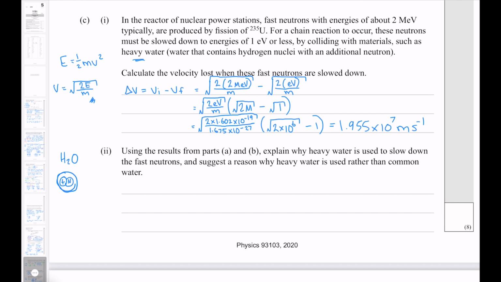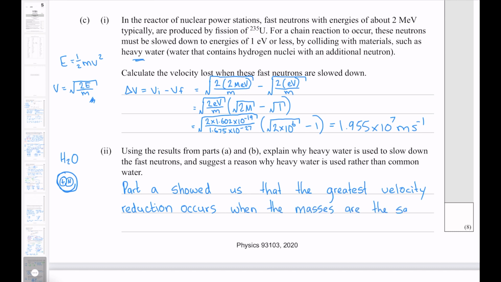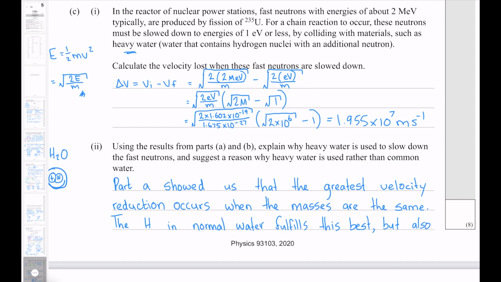Let me try and word that. Part A showed us that the greatest velocity reduction occurs when the masses are the same. The H in normal water fulfills this best, but also readily absorbs neutrons. The next best thing is to use heavy water with deuterium.